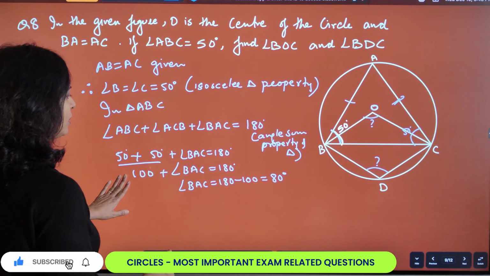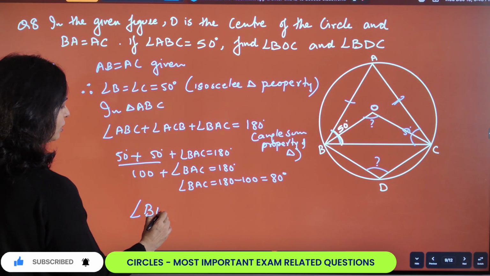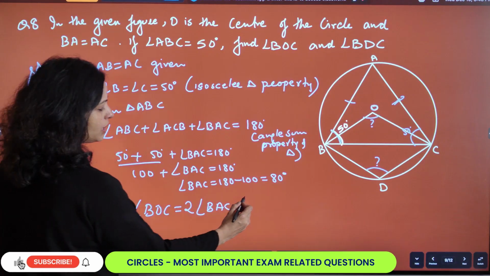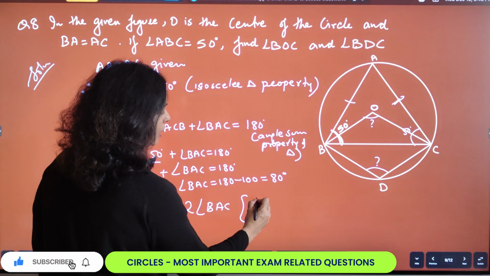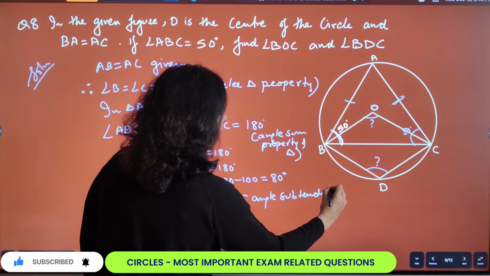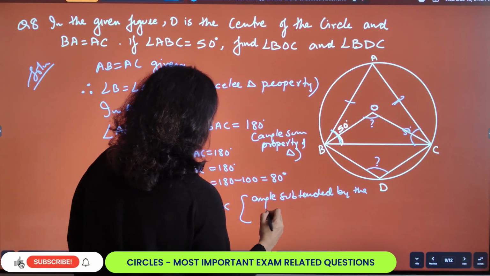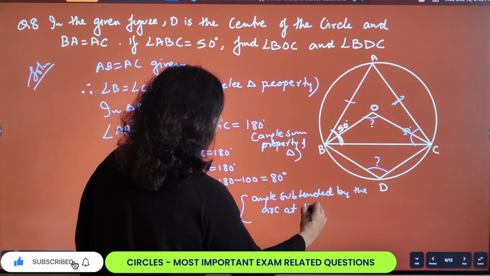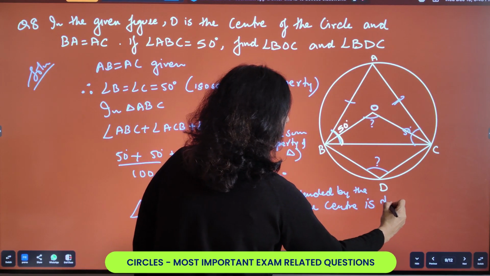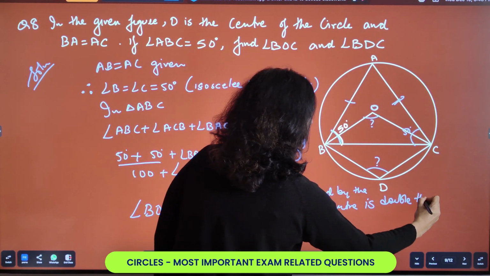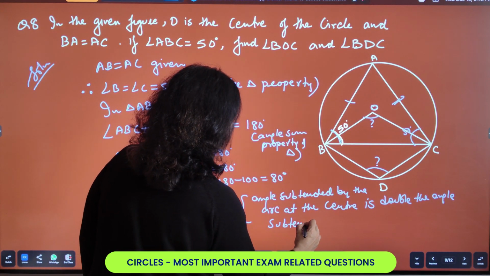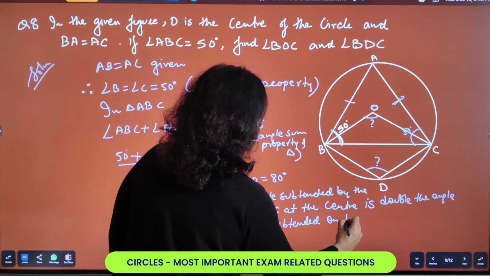Now if you see, angle BOC is twice the angle BAC. Which property is this? Now you can tell: the angle subtended by an arc at the center is double the angle subtended on the circumference.